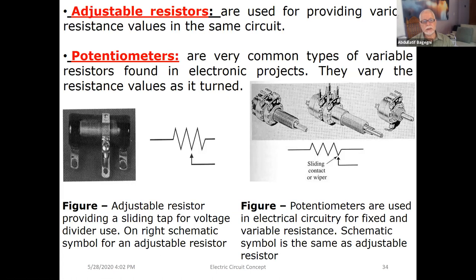There is the other type, which is for a lower current and is more practical for electronic circuits. They call them potentiometers. Those potentiometers are a very common type of variable resistance found in electronic projects. They vary the resistance value as it turns. So here's the knob. If you turn that knob, you will adjust the value of the resistance from zero to the maximum value of that resistance.